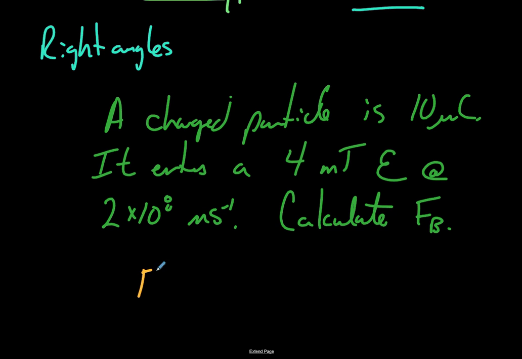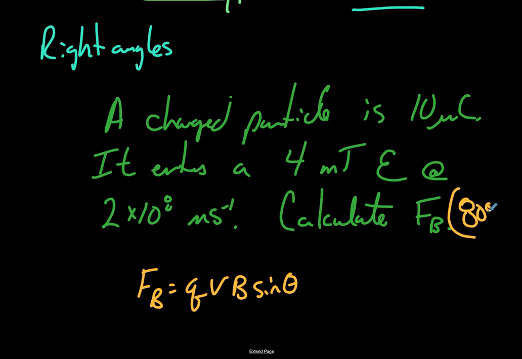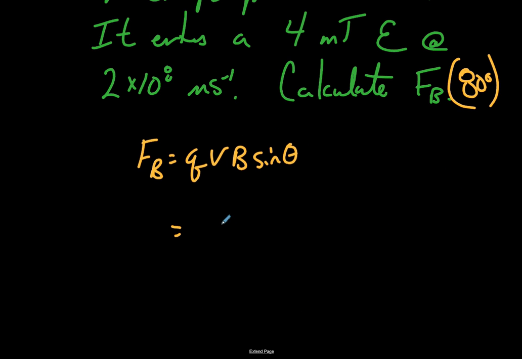Well, it's pretty straightforward. FB is QVB sine theta. Oh, and one more thing. Let's say it enters at like 80 degrees to the field. At 80 degrees. Okay? So it's just fill in the blanks, right?